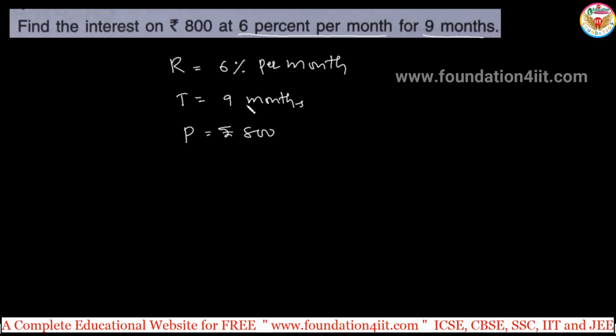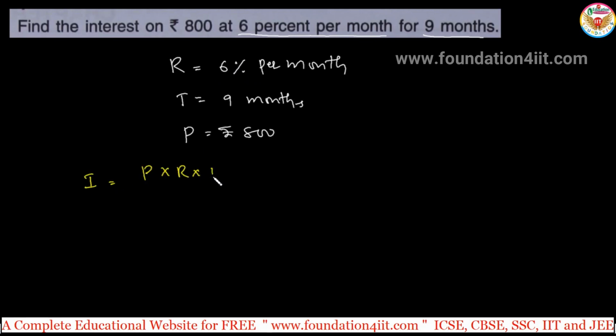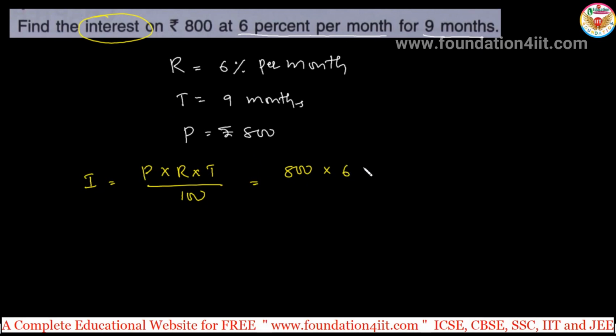In case the time is in years, then we calculate the rate of interest per year: this per month rate multiplied by 12 gives per annum. So that means I is equal to PRT by 100. Only the interest is asked, not the amount. So the formula: interest is equal to PRT by 100. That is 800 into R value 6, T is 9, by 100.